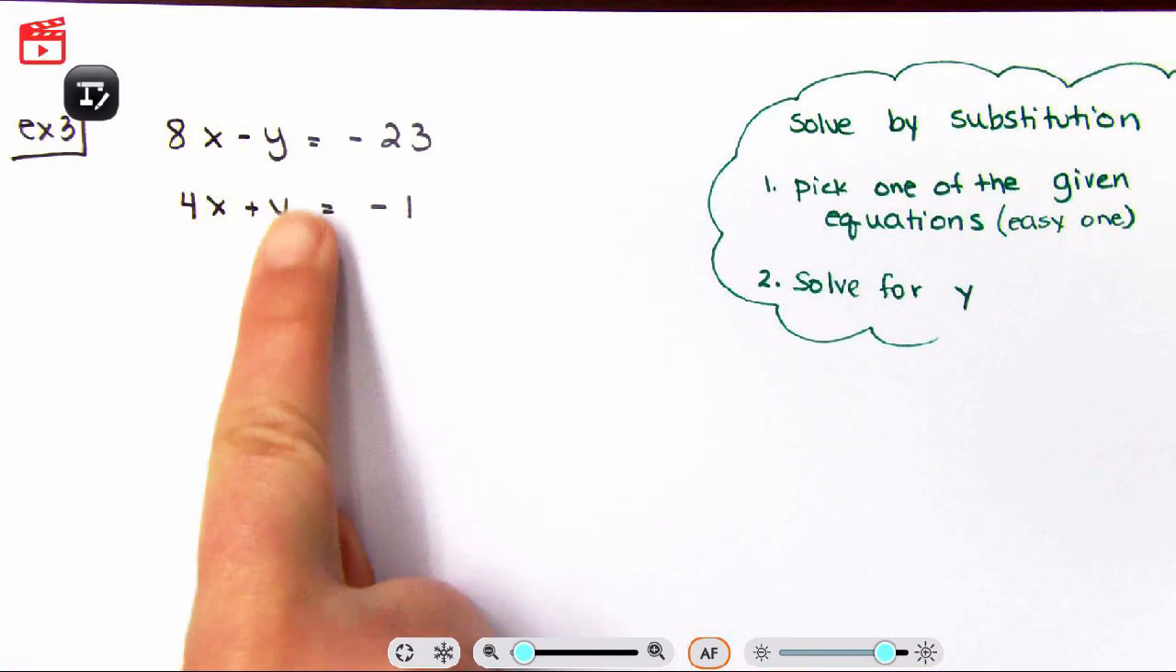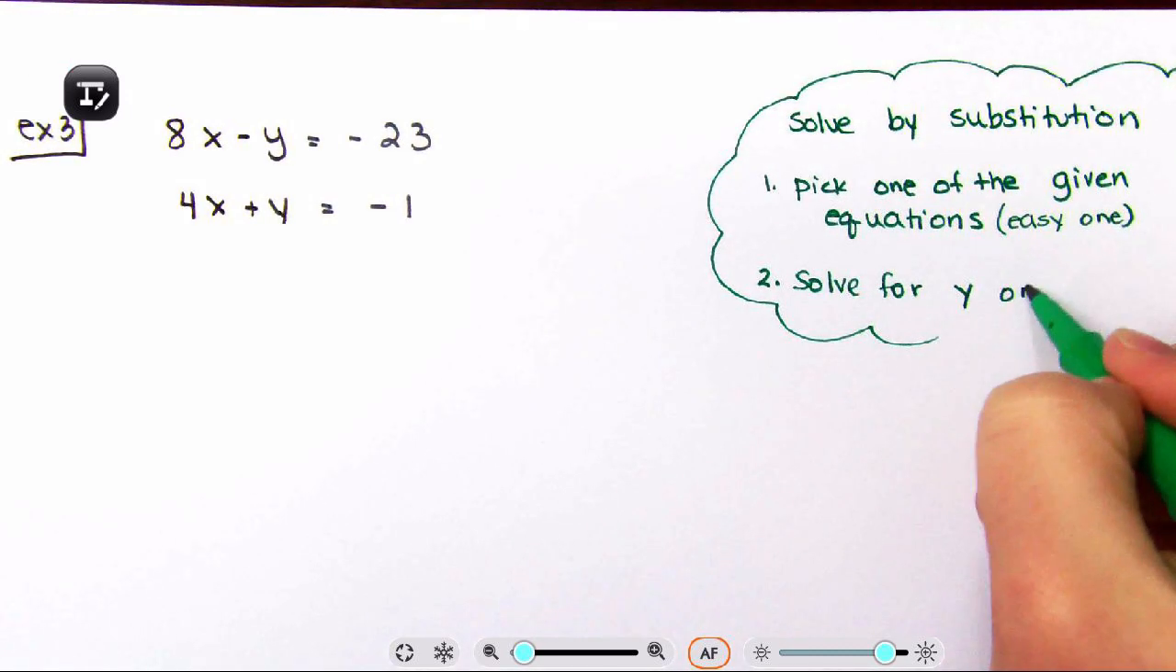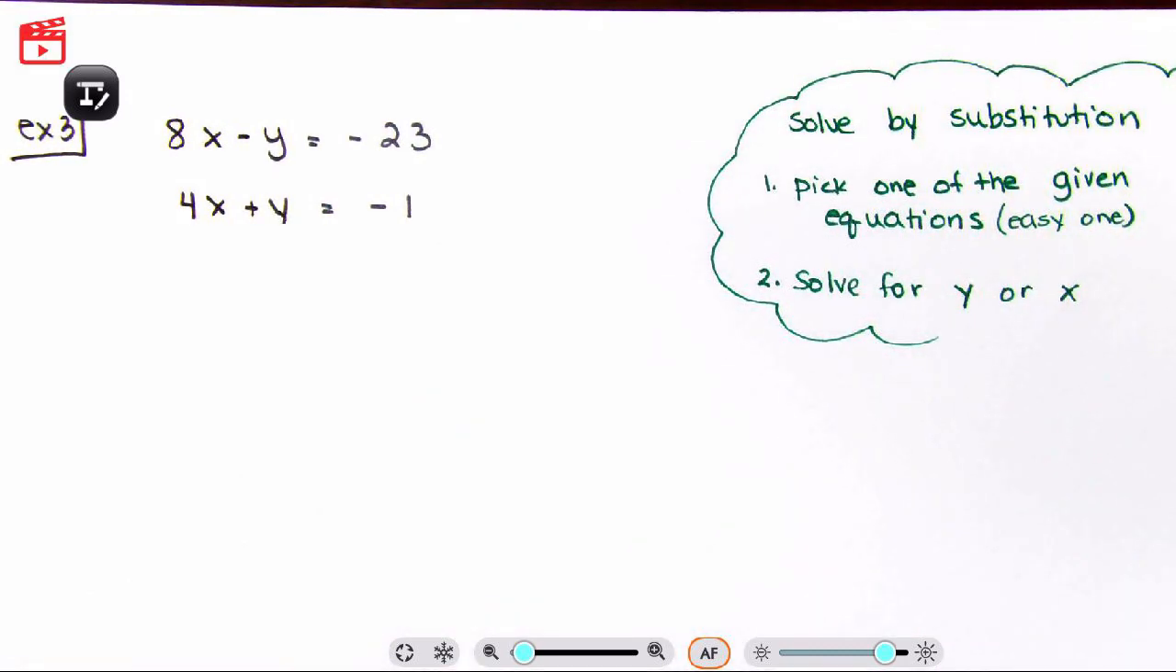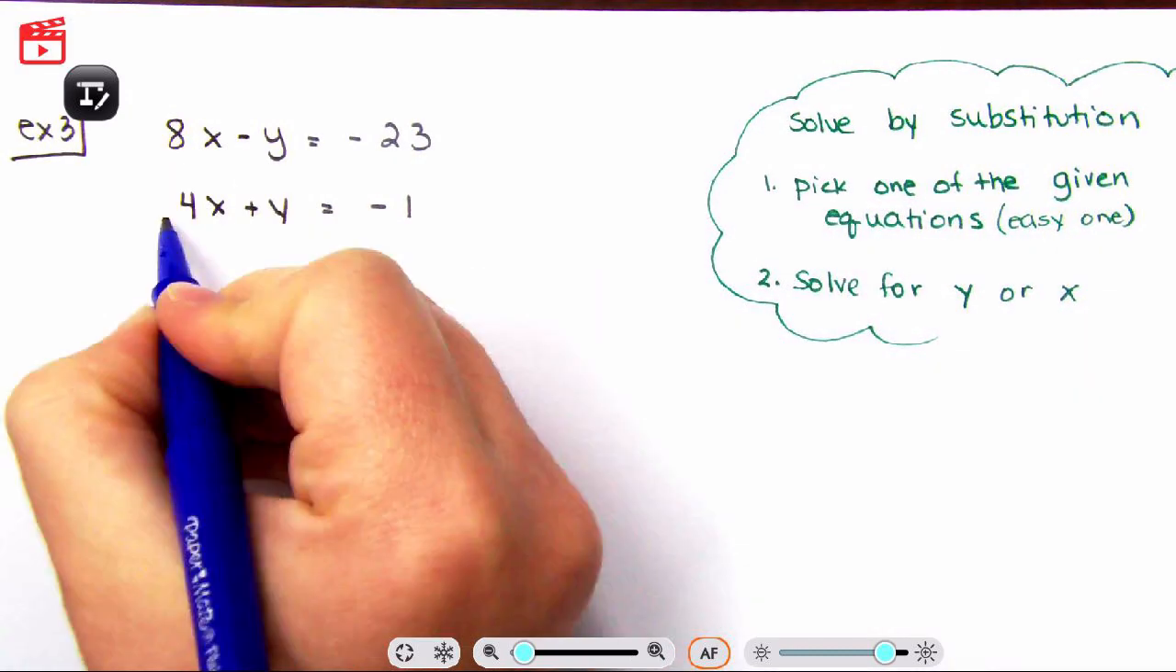In this case, we can solve for y, or you can solve for x. From these examples, the computer generated more of the examples where we are solving for y, but that's okay. If you have one that's easier to solve for x, it doesn't matter. Just solve for x instead. I'm going to choose which one I want to solve for. I'm going to choose this one.